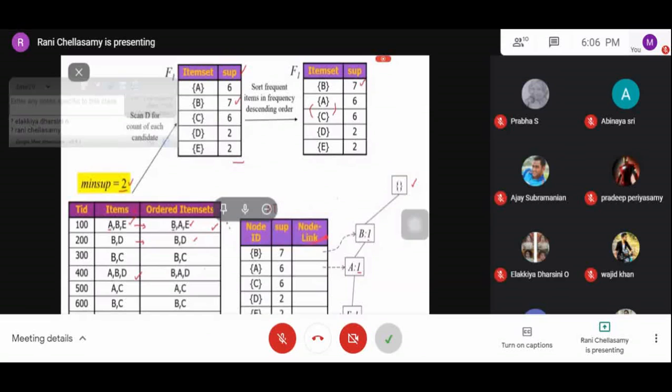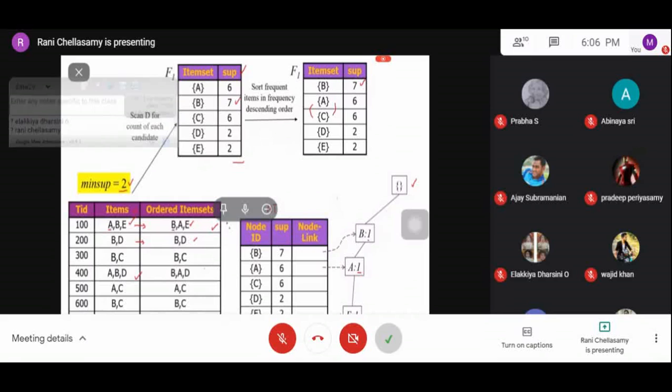Now, a tree should always start with the empty set. Okay, fine. So B. See here, the first transaction is BAE. So from the root, you have to start with B. Then from B, the support count is 1, and A, the support count is 1, and the next item is E, the support count is 1. So with this, we have completed the first transaction, 100.